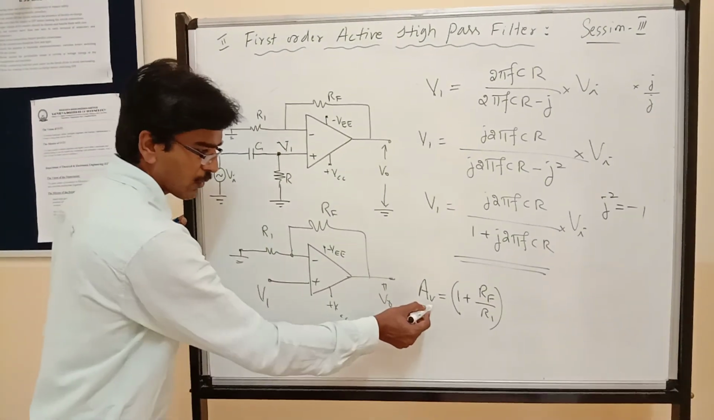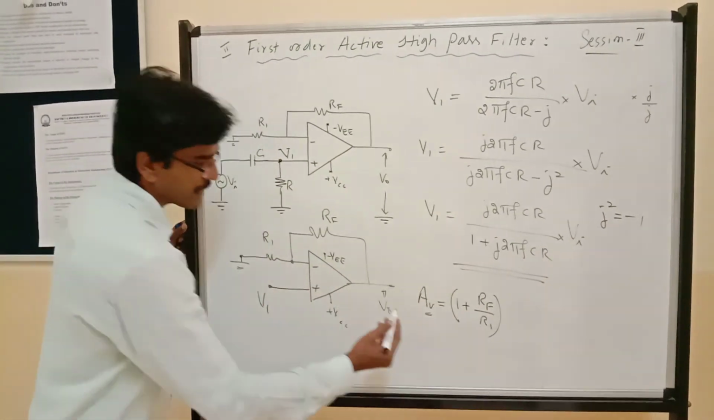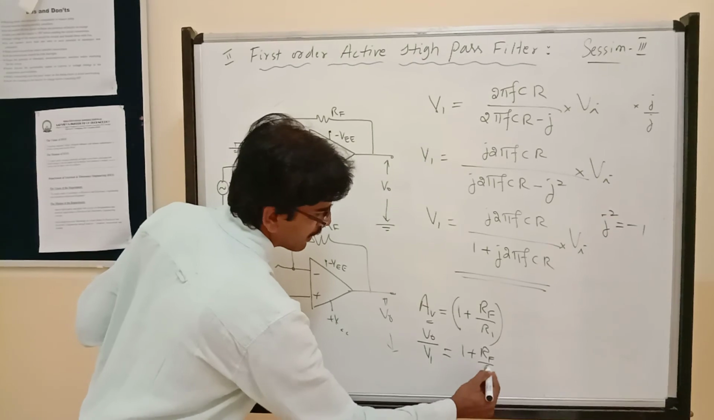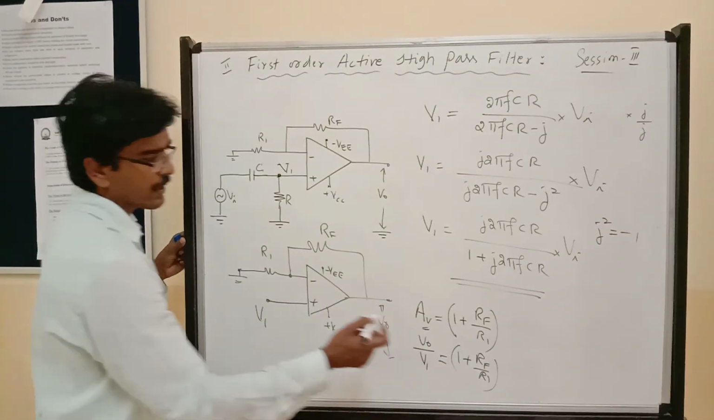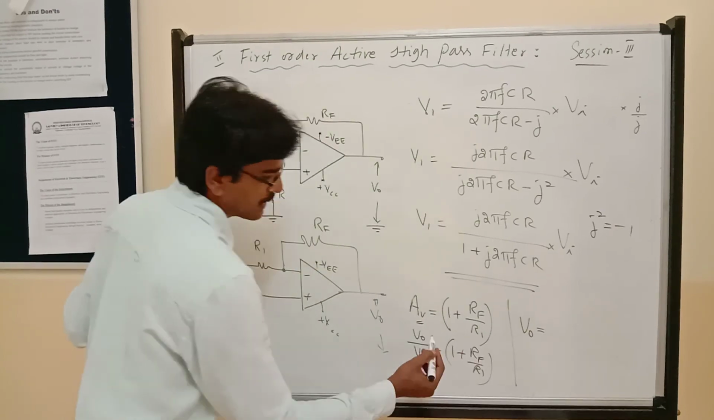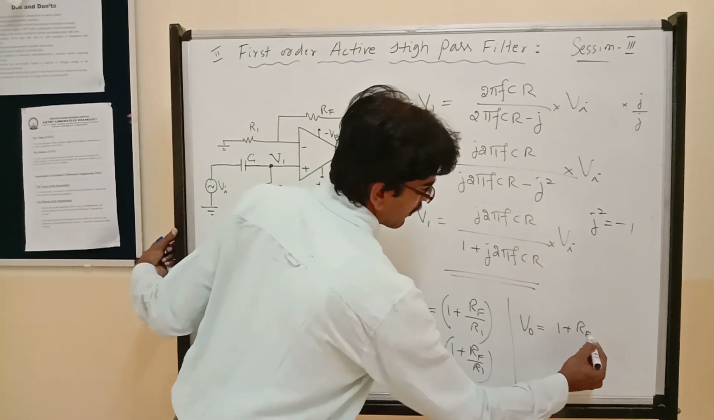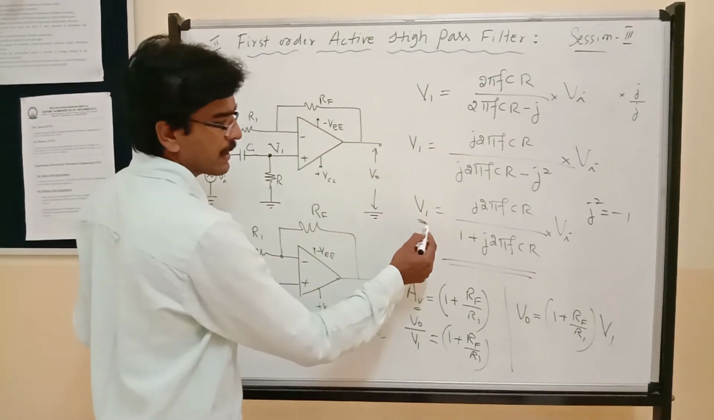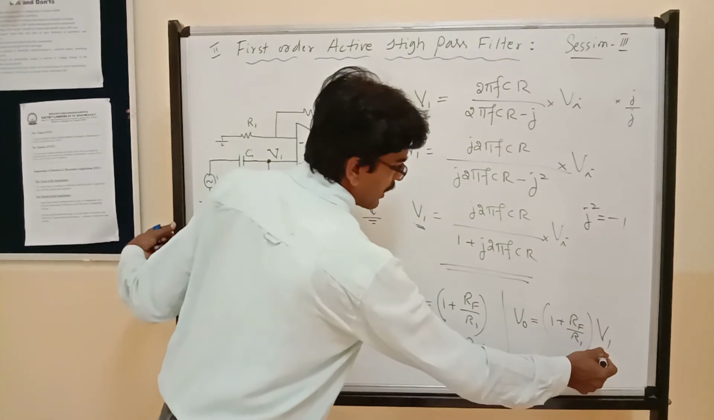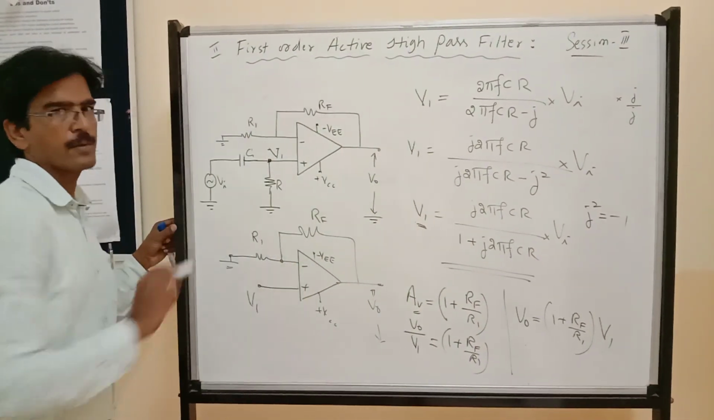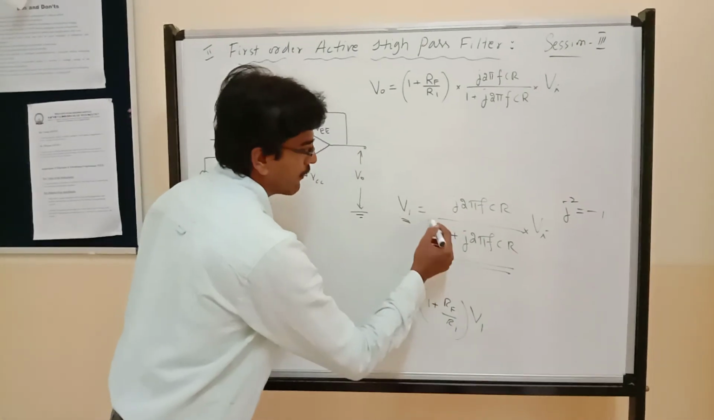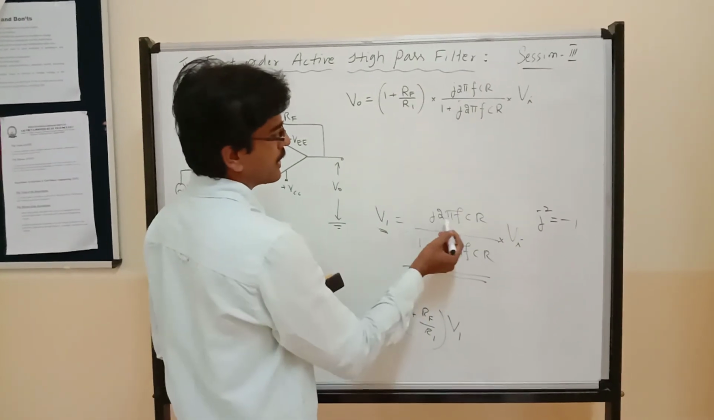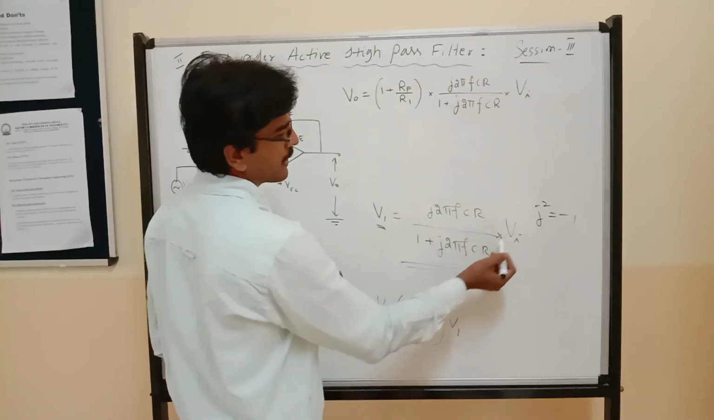What is gain? Closed loop voltage gain, output voltage by input voltage, that is V0 by V1 is equal to 1 plus RF by R1. Now what is output? Therefore V0 is equal to gain multiplied by input. Input is V1 here. Where is V1? V1 is here. This V1 I am going to substitute here to find the output voltage of this circuit. Substituting the value of V1 here, we get V0 equal to 1 plus RF by R1, j 2 pi FCR divided by 1 plus j 2 pi FCR into Vi.